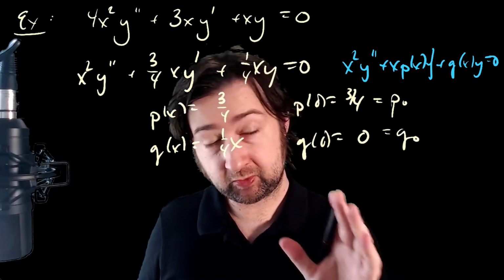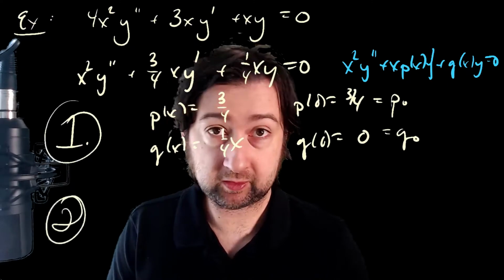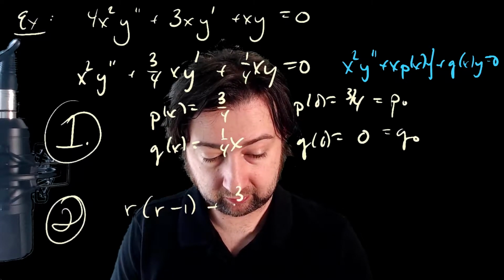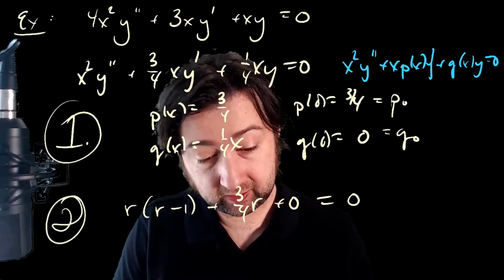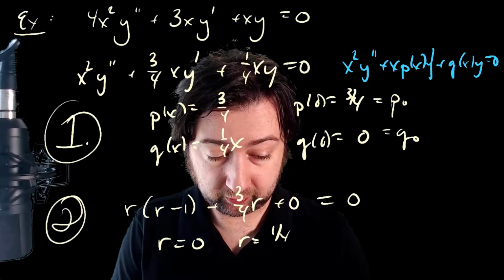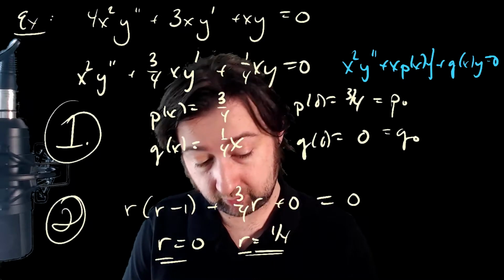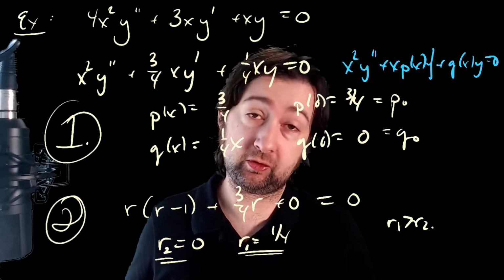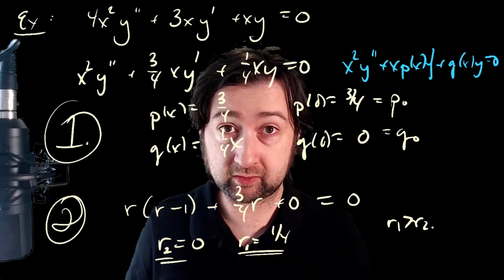Step 2 said we were supposed to find R1 and R2 by using the indicial equation. So we're going to solve R times R minus 1 plus 3/4 R plus 0 is equal to 0. What you're going to find when you do that is that you're going to get the values R is equal to 0 and R is equal to 1/4. And because we're arranging these things so that R1 is bigger than R2, I'm going to call this R1 and I'm going to call this R2. The next thing I want to note here is these don't differ by an integer, which means that we know we're going to be able to find two linearly independent Frobenius series solutions to this.